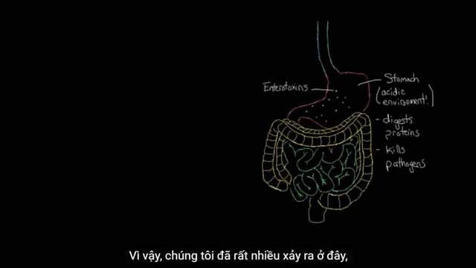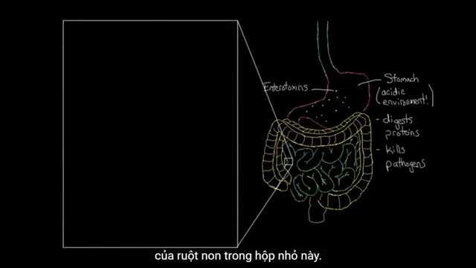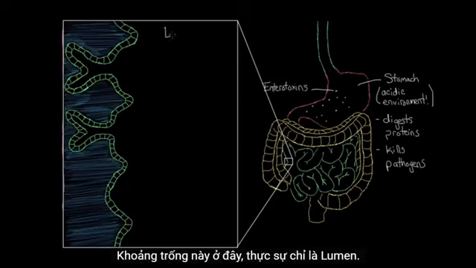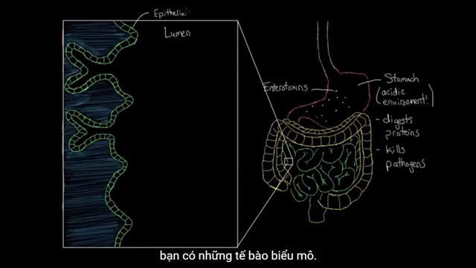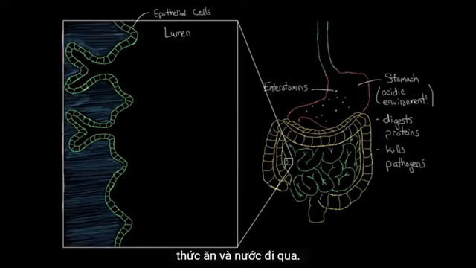So we have kind of a lot going on here. Let's actually focus on a small portion of the small intestine in this little box. On the left we have the wall of the small intestine. And this space over here is really just the lumen. And the lumen is just the interior space of the small intestine where the food and the water will pass through. Here across this green layer you have those epithelial cells. And these will be responsible for digesting and absorbing the food and water that goes through.